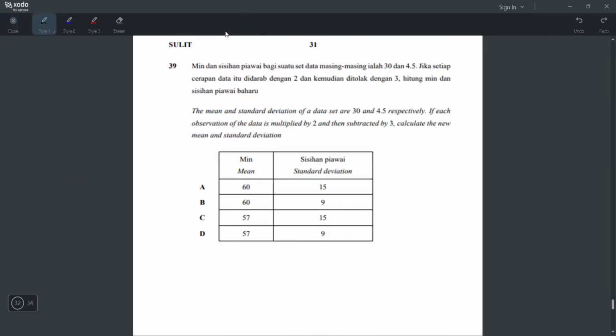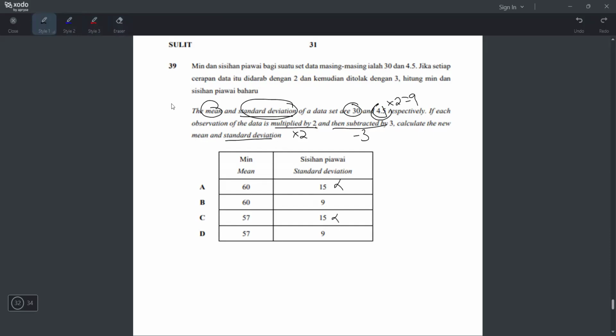Okay, let's do 39. The mean and standard deviation of a data are 30 and 4.5 respectively. If each observation of data is multiplied by 2 and then subtracted by 3, calculate the new mean and the new standard deviation. Okay, if every data I times 2 minus 3, what happens to my standard deviation 4.5? You don't tell me, oh sir, the 4.5 also times 2 minus 3. No, no, no. The 4.5 will only times 2. So you get 9. So the answer is A and B, C wrong.